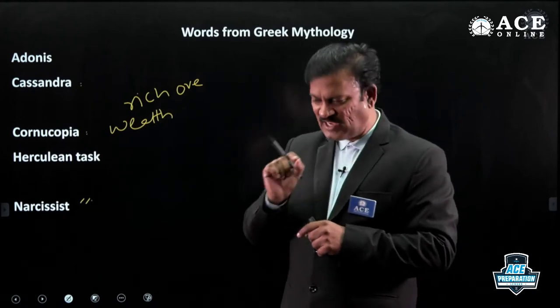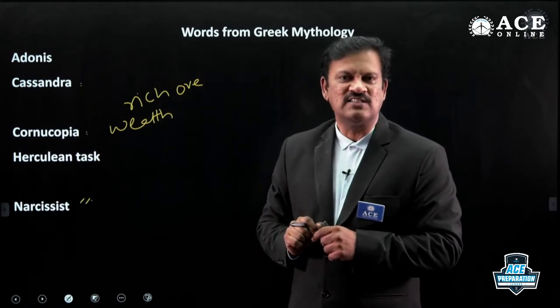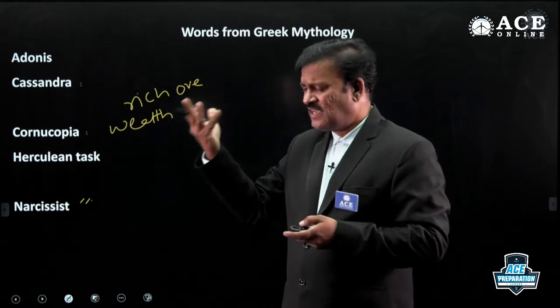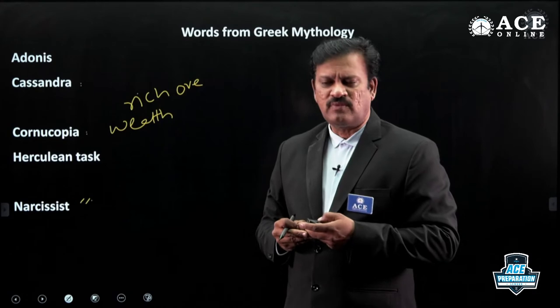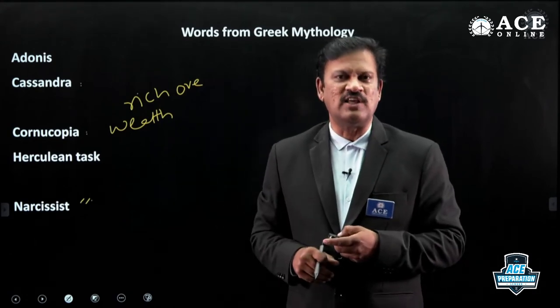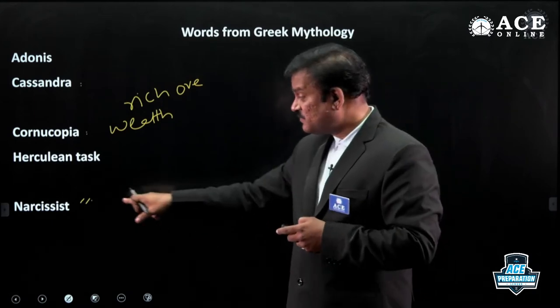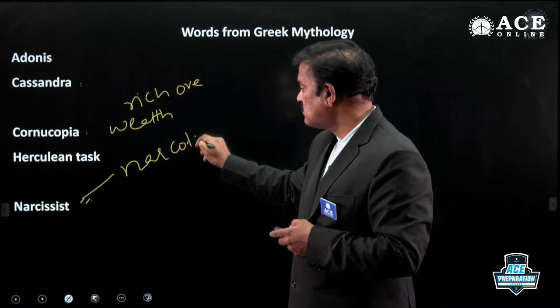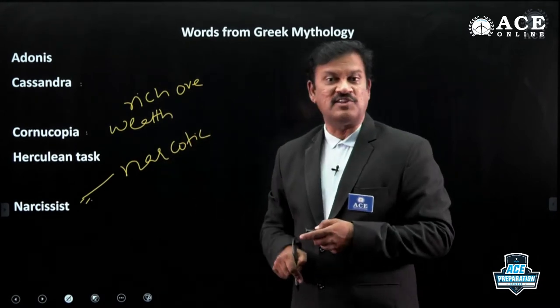So narcissist, I use in modern English for a person who loves his looks. Like I can use this example: our movie stars are narcissists. They are very particular about their looks. They love their looks. There's another word, even this one, guys. Narcotic is also a derivation of this.